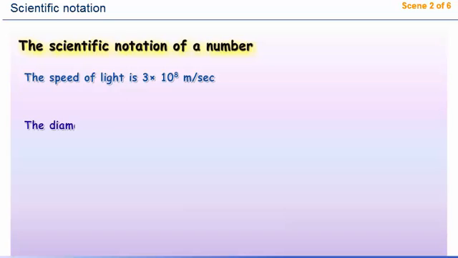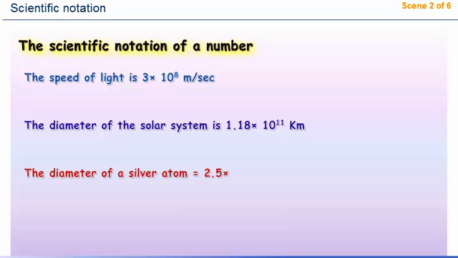The scientific notation of a number. Using the scientific notation, we read: the speed of light is 3 times 10 to the power 8 meters per second, or 300 million meters per second. The diameter of the solar system is 1.18 times 10 to the power 11 kilometers, or 118 billion kilometers. And the diameter of a silver atom is 2.5 times 10 to the power negative 13 kilometers, which is an extremely small length.